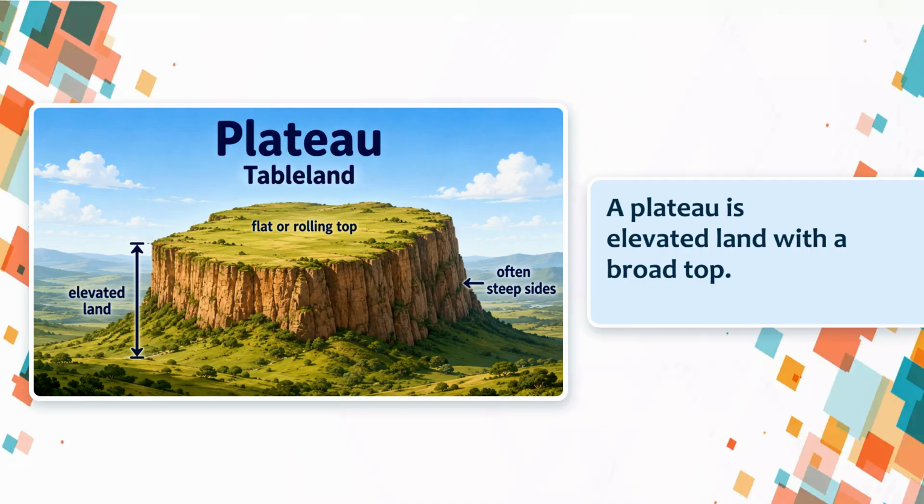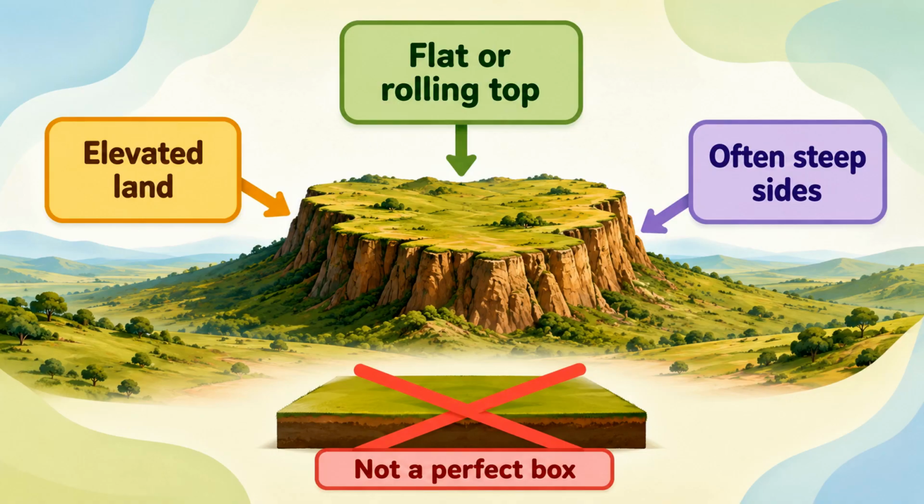A plateau is elevated land with a broad top. The top may be relatively flat or gently rolling. Tableland does not mean perfectly flat like a table. A plateau is identified by elevation plus a broad, relatively flat or rolling top, often with steep sides.